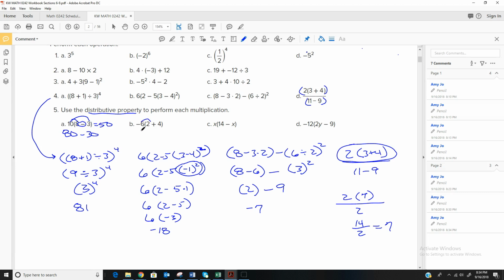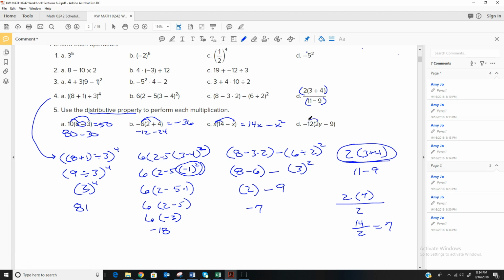Negative 2 times 6 is negative 12. Negative 2 times 12 is negative 24. Negative 12 minus 24 gives us negative 36. Here we won't really be able to simplify anything. We're just going to distribute and then we're done. So x times 14 is 14x. x times x is x squared, and there's a subtraction. So 14x minus x squared.